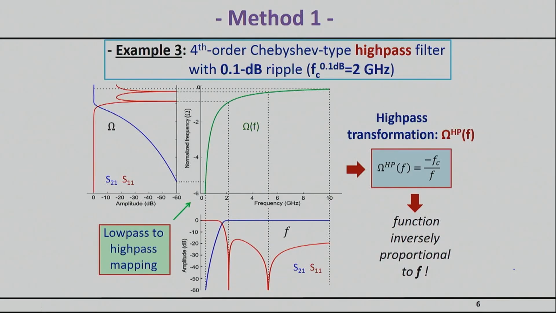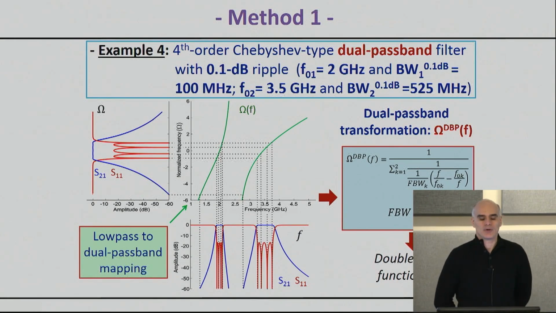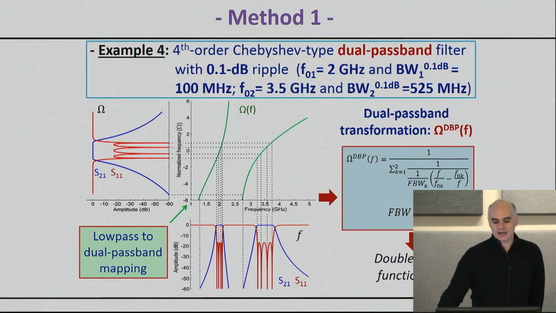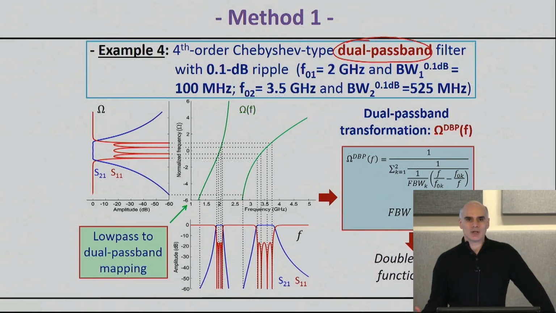Here's another transformation from low-pass to high-pass. And this is a transformation we've seen before. So here's basically the transformation that we need. Now here's an example that is a little bit more involved in the sense that I want to synthesize a dual passband filter. So when we're talking about a dual passband filter, it means I need two passbands.